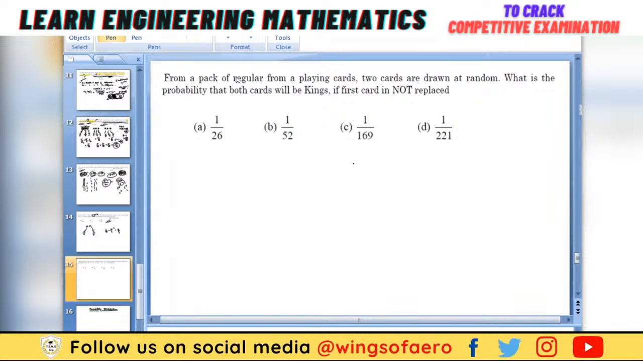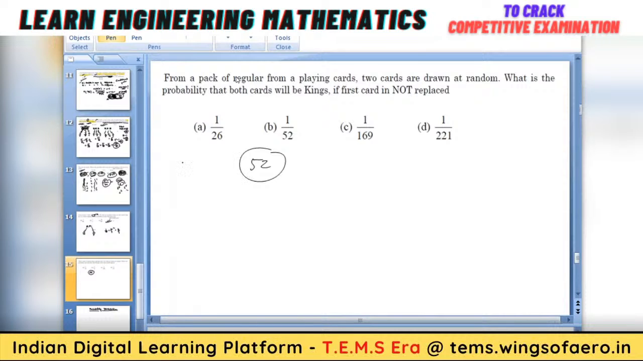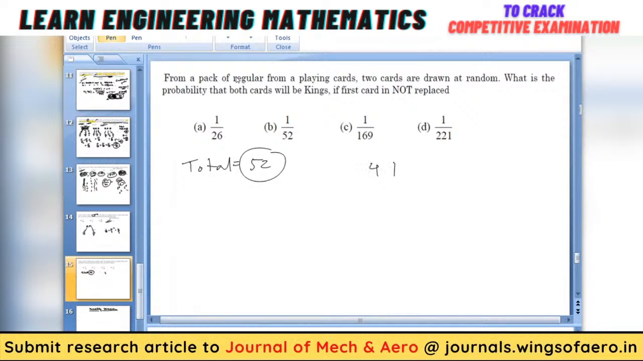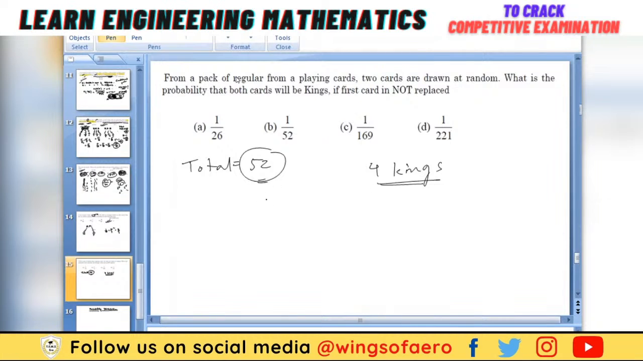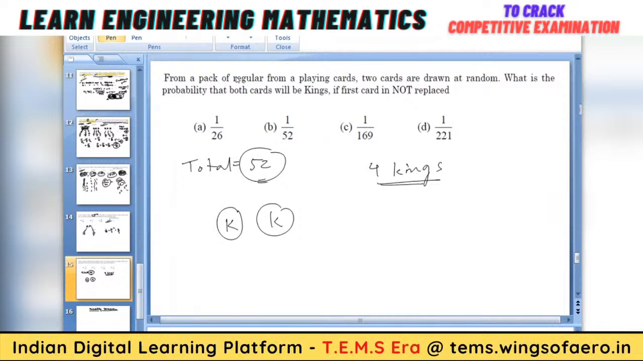Okay, it also says D, so let's try to find out. Total event space, how many cards are there? 52 cards. Total cards 52. Okay, how many kings are there? 4 kings are there. So out of 52 cards, 4 kings are there. So look at this, the outcome is both kings. This is the outcome, king, king. We are drawing 2 cards and the outcome is king and king.